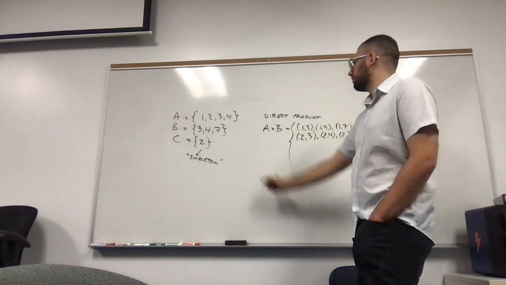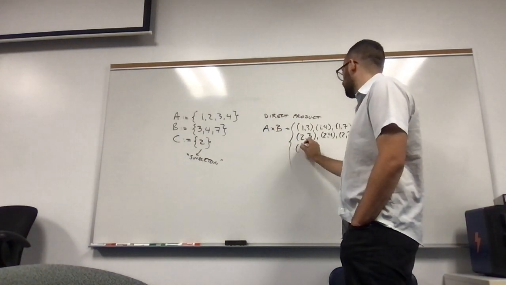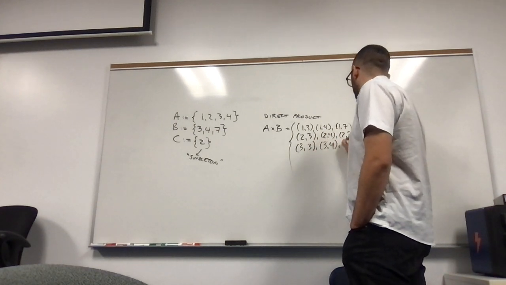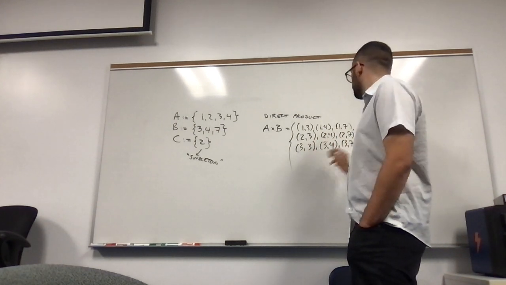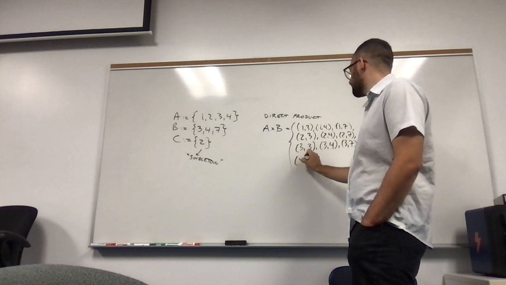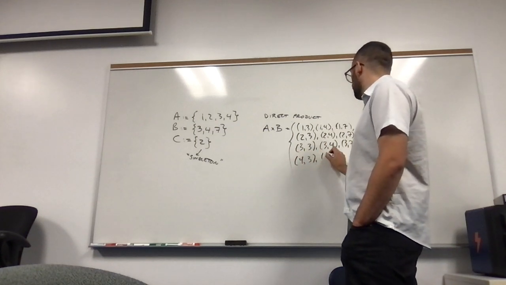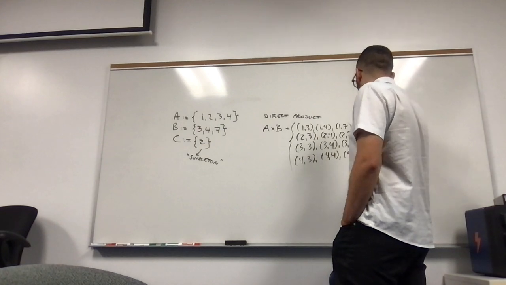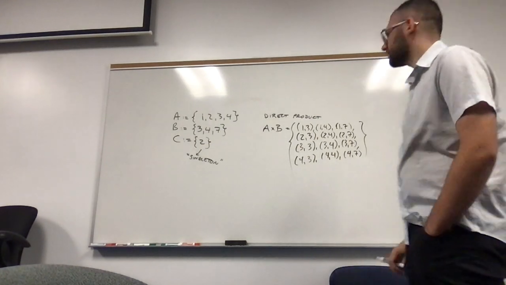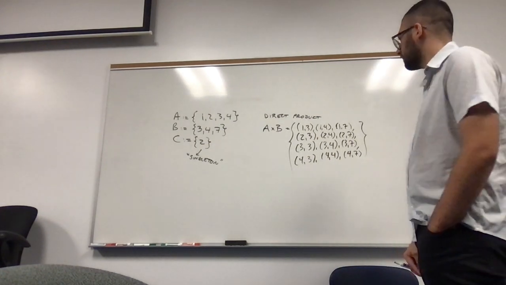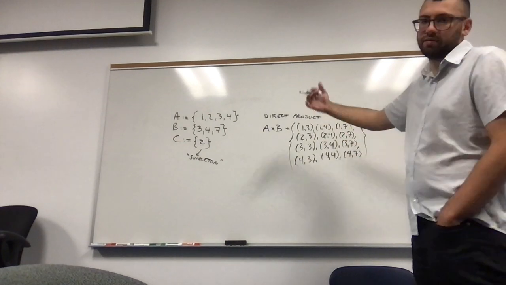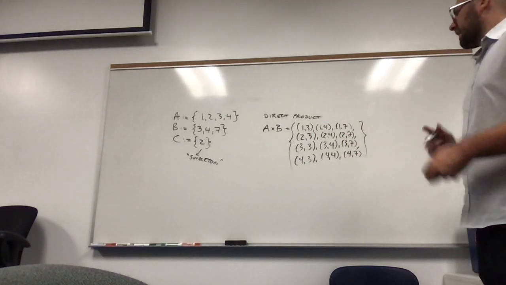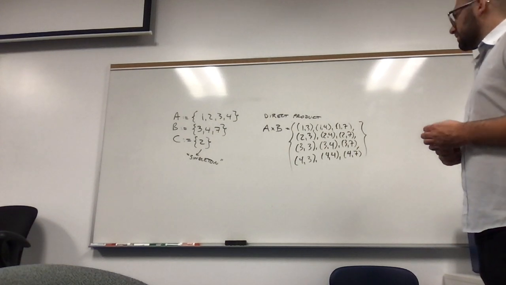Now we can do 3 in A. So we get 3 with 3, 3 with 4, 3 with 7, and 4s. 4 with 3, 4 with 4, 4 with 7. That's the direct product. It's pairs. It's a set of pairs, of tuples, right? Hopefully that makes sense. That's our direct product.